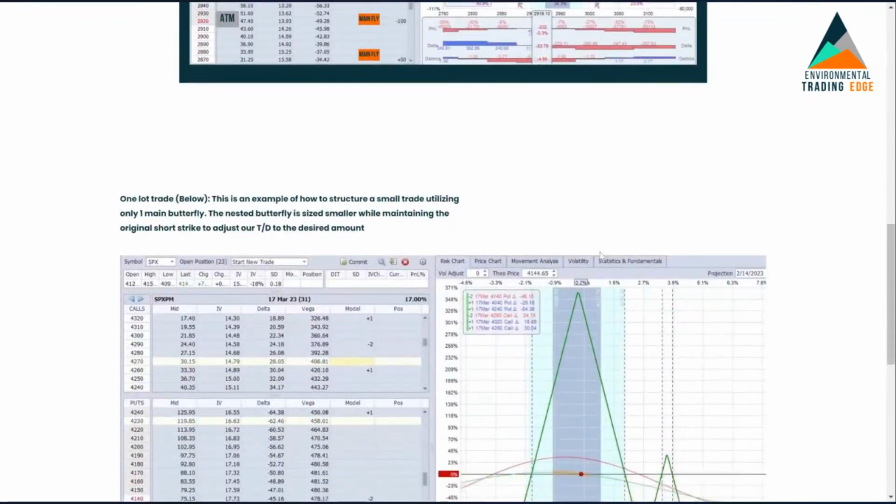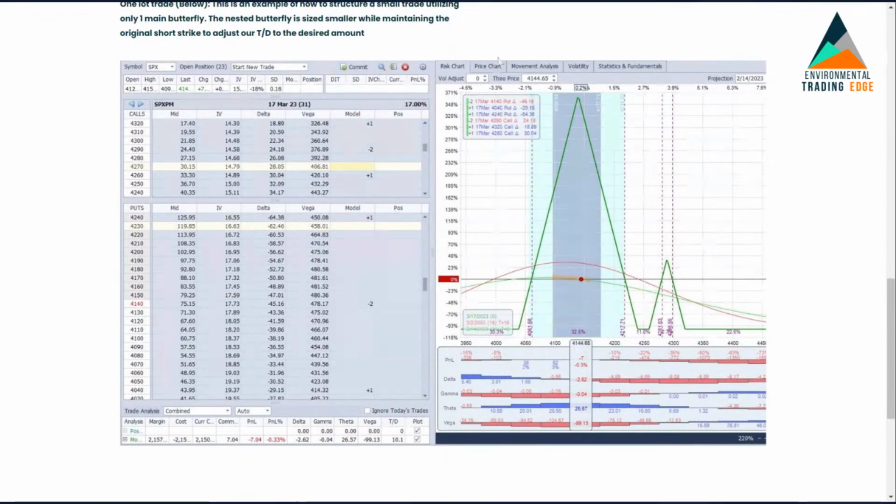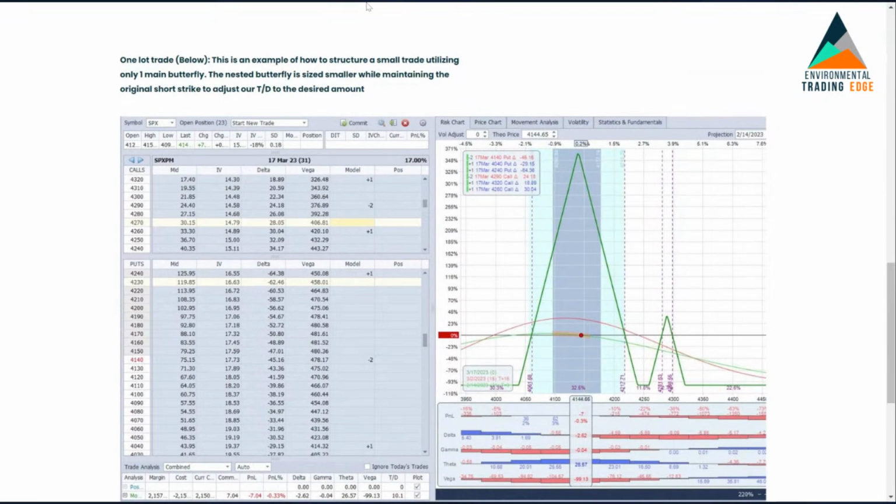And then if we look down here, this is probably the other question that I get the most: how to make trades smaller in general. You do this by dropping this upper butterfly's width. You can see that the primary butterfly's width down here is pretty significantly higher. It looks like roughly 100-point wings back here.